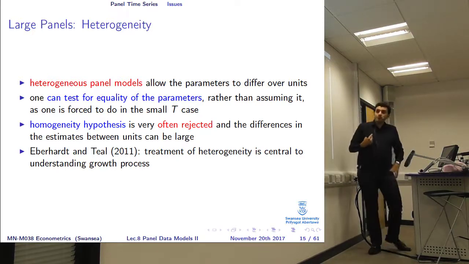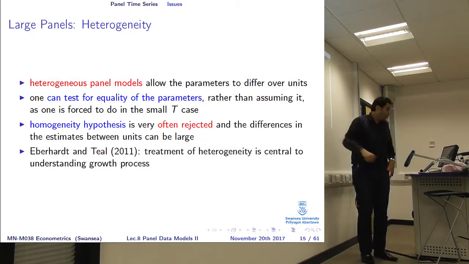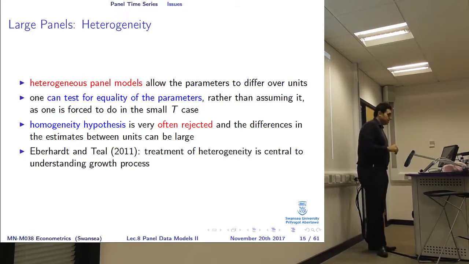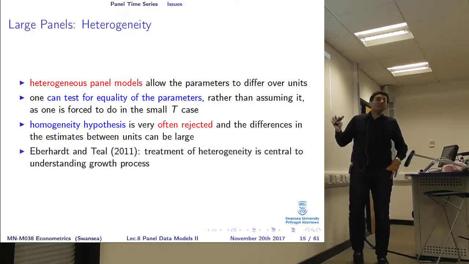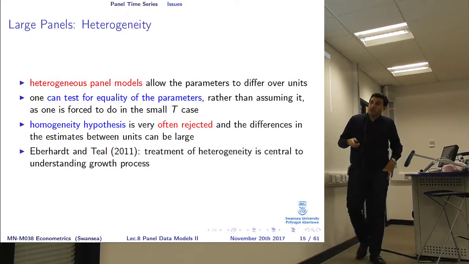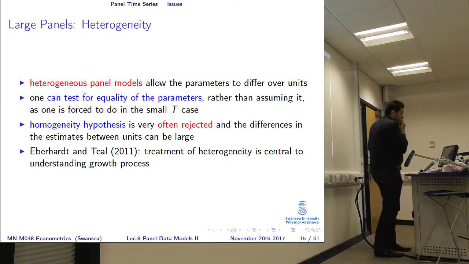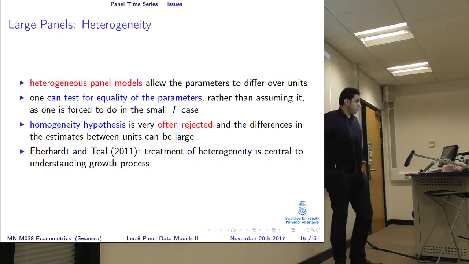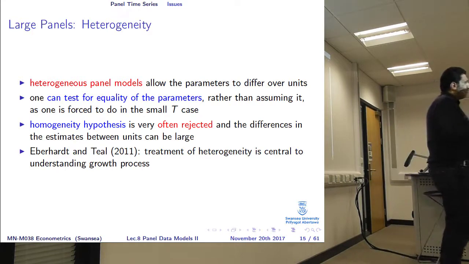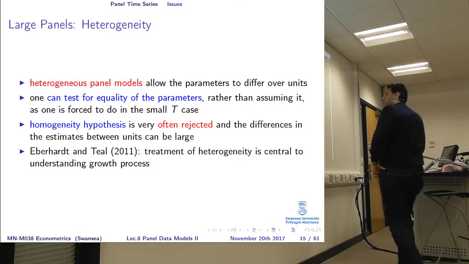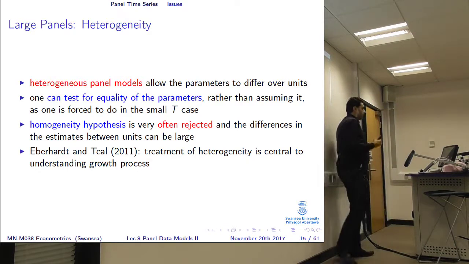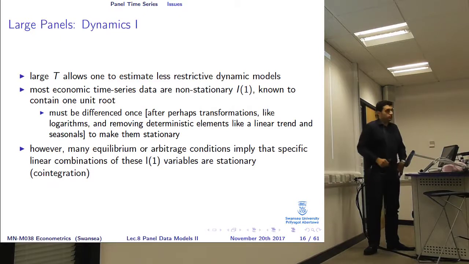So the homogeneity hypothesis can be tested in this sort of model, but empirical evidence shows that the homogeneity hypothesis is often rejected, okay? And the size of this heterogeneity, or the differences, is sometimes large. This is one of the papers that show us that treatment of heterogeneity is very important if you want to understand the growth process. So the bottom line here is that when you have large panels, you start thinking of how to model heterogeneity, and how to test for the equality of the parameters across different units. So heterogeneity is one important issue.